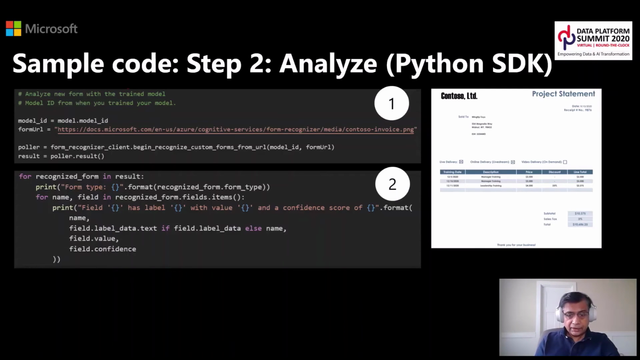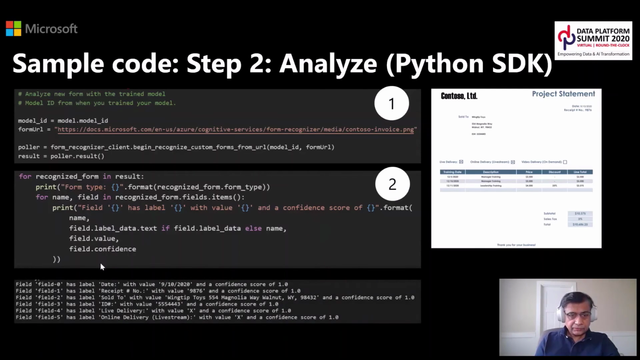That's a test form. And so now if I run this code, you will see the console output with the fields recognized, along with the values and the confidence scores of the service that it was able to match these values to the keys. So that's an example of where we built a custom model in step 1, and then we analyzed a test form with that model, and then we got the results.